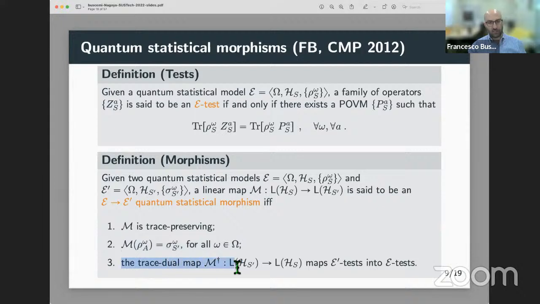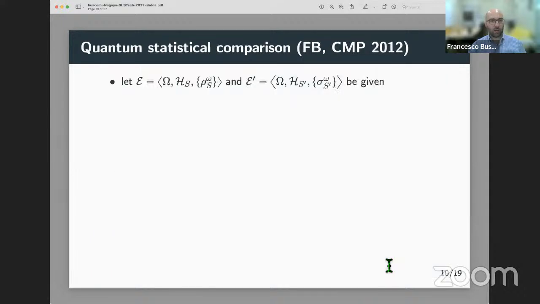And finally, if the trace dual map M dagger maps E prime tests into E tests. So the direct map M transforms the rhos in the sigmas, whereas the M dagger is again statistically well defined because whatever test for E prime you put in M dagger, you get something that is a well-defined test for E. So now, given test and morphisms, we can see how does a quantum statistical comparison theory look like.